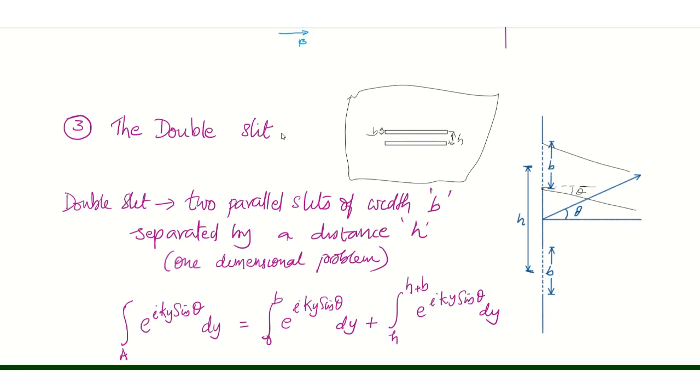This is theta. You're going to calculate the intensity distribution at some point P as a result of Fraunhofer diffraction from these two slits, which means we have plane wave fronts going into these slits.